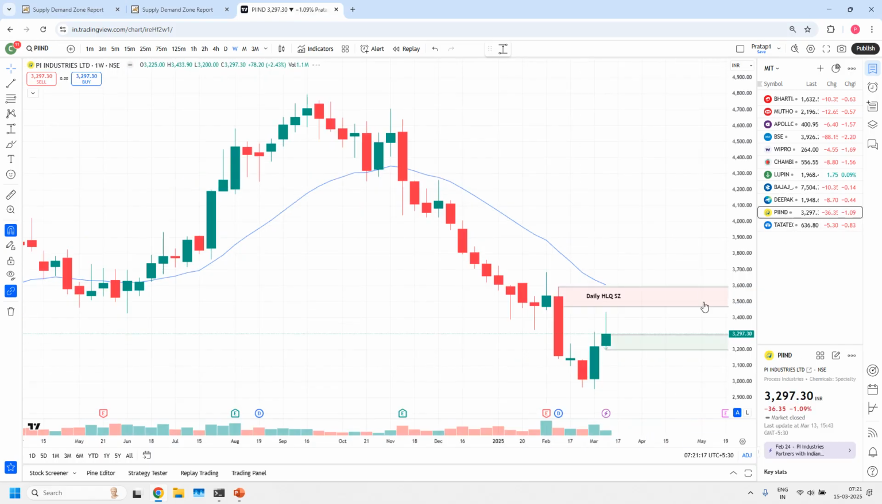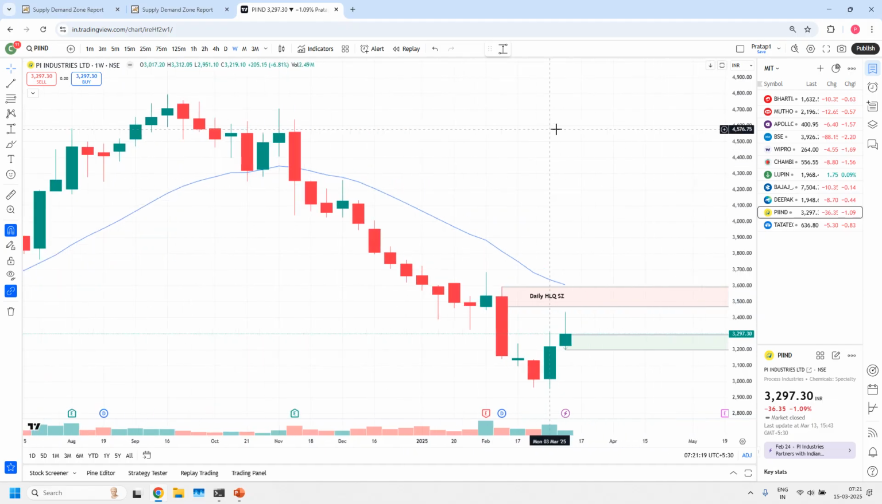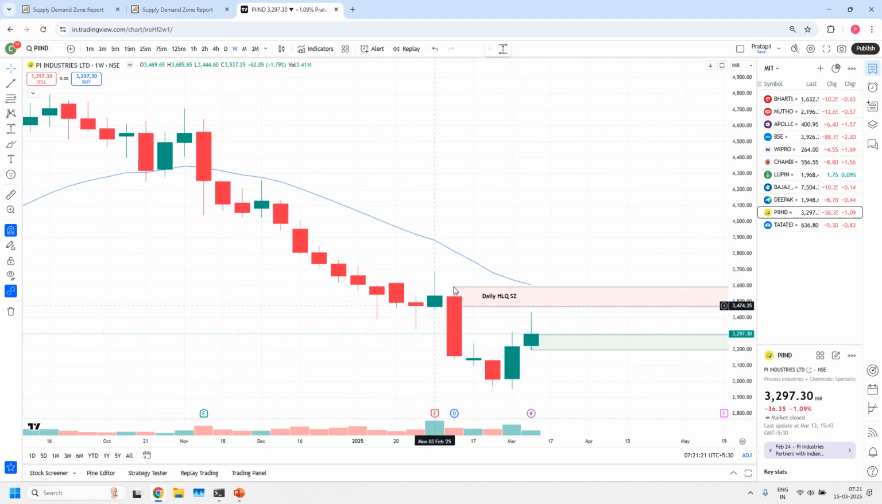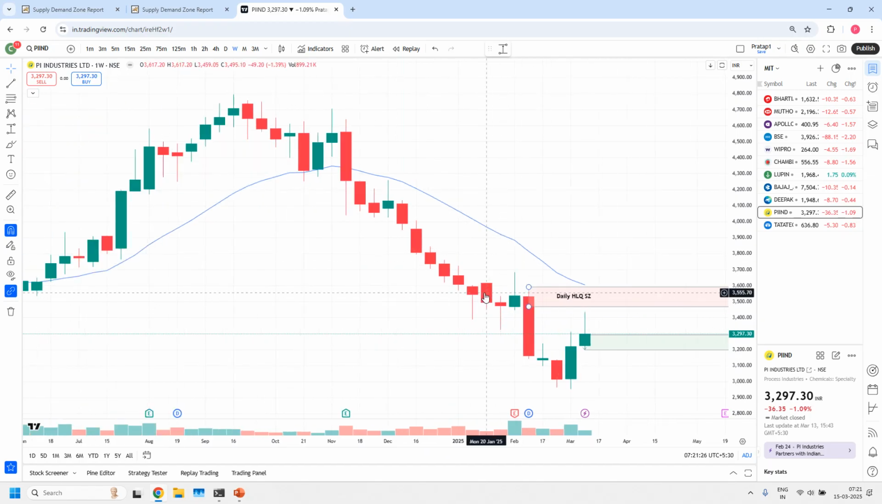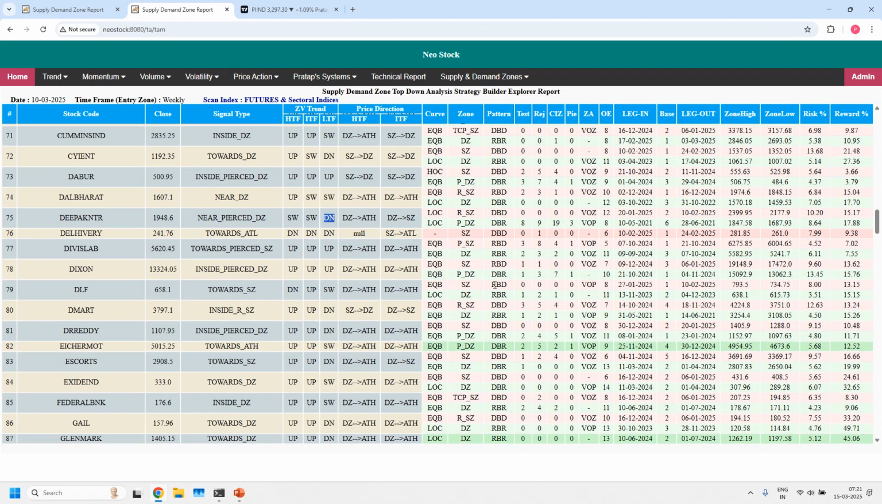Okay, next one, PI Industries. PI Industries also has a drop, two base candles and a drop candle. When is the drop? On 20 Jan 2025. Let us check PI Industries.